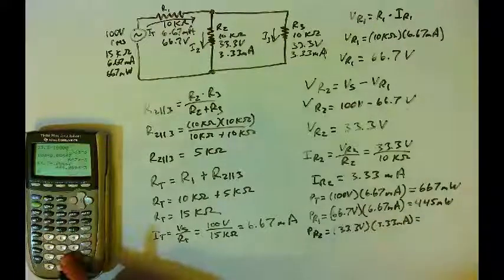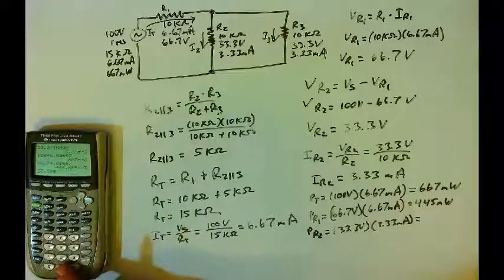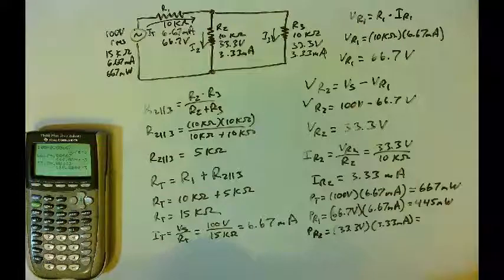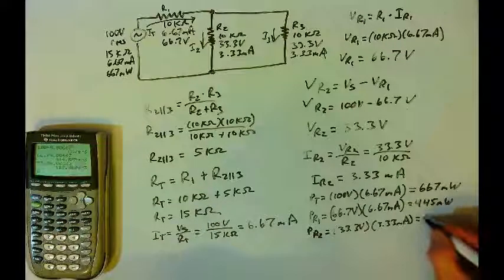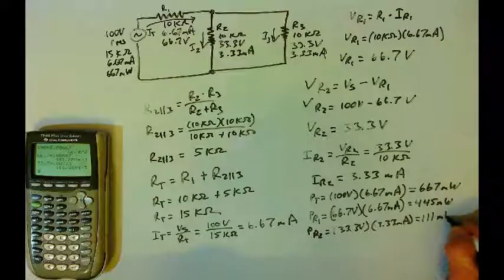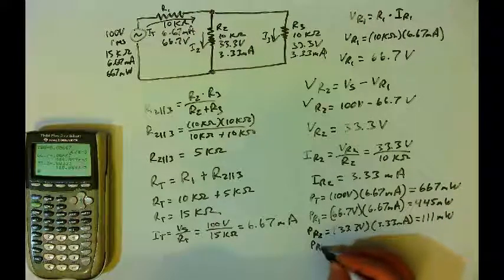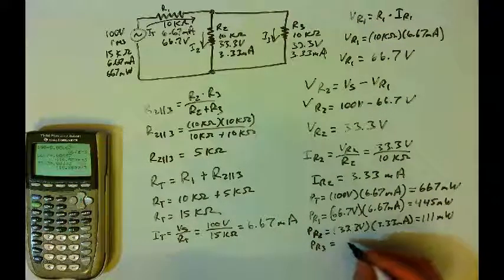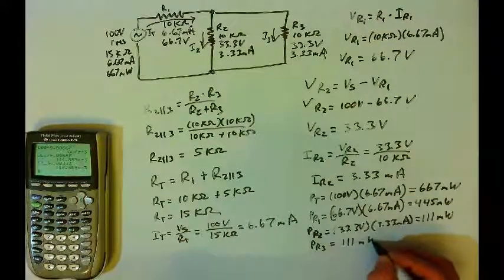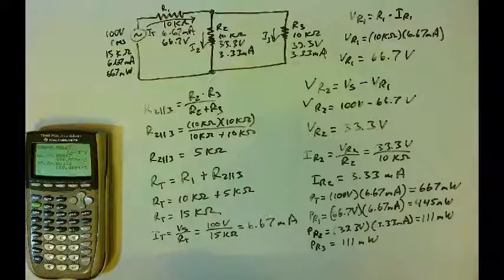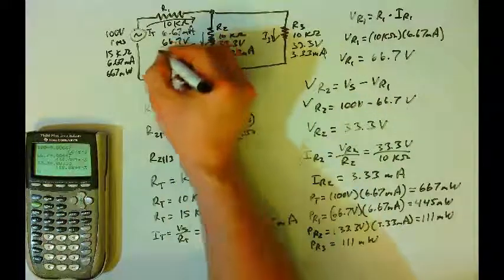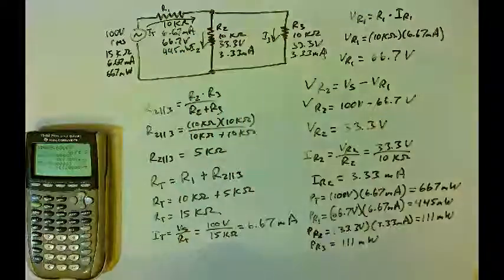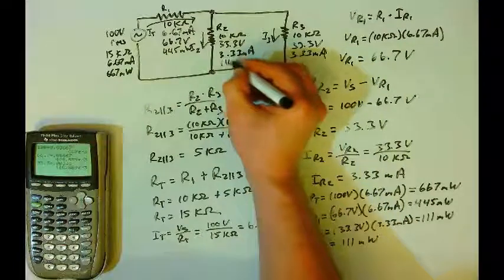And so we have 33.3 volts times 3.33 milliamps, and we're going to get 111 milliwatts. Well, the power in R3 is going to be the same as R2 because they have the same voltage and the same current, and so it'll also be 111 milliwatts. And so let me write these up here. We have 445 milliwatts for R1, and we have 111 milliwatts for R2 and R3.